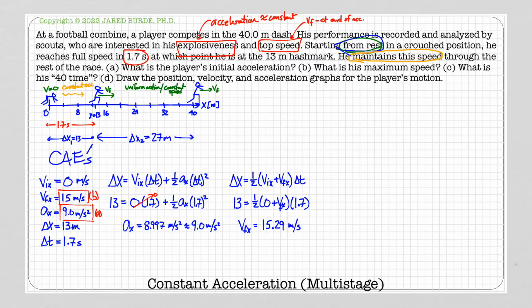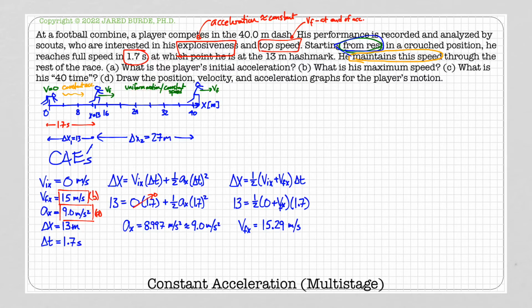The third thing we're asked is, what is the 40 time? The 40 time is the total time it takes to do that 40-meter dash. This total time is going to be the time that it takes for the acceleration phase and also the time for this cruising phase, or this uniform motion phase. We know the time here is 1.7 seconds. We don't know the time in this portion here. But this is uniform motion.